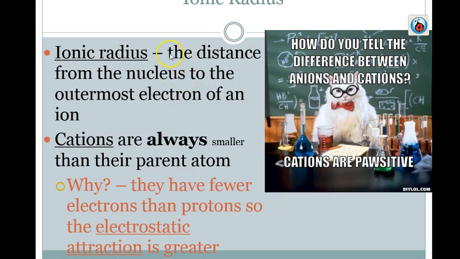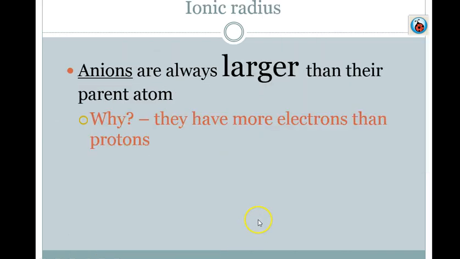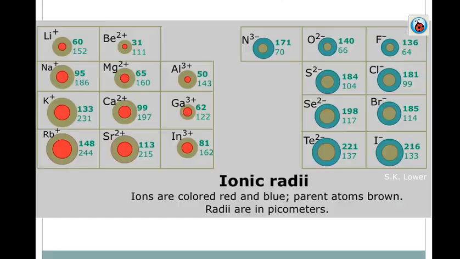So here, ionic radius is the distance from the nucleus to the outermost electron of an ion. Cations are always smaller because they have lost electrons. So then the nuclear attraction is a lot stronger, the electrostatic attraction. Anions, the negative ions here, are always larger because they gained electrons, expanding the electron cloud.